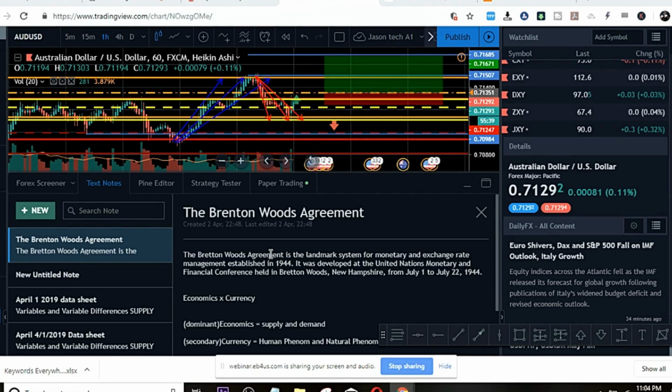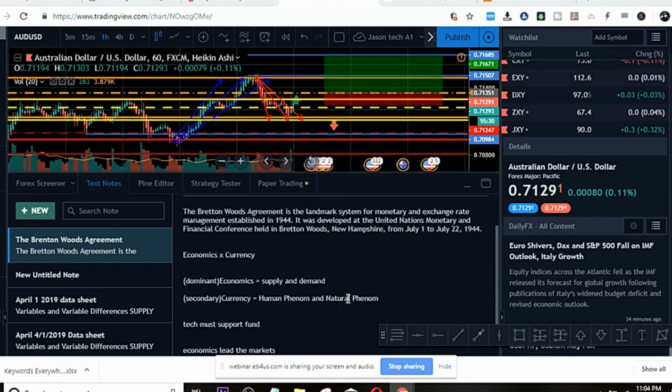This is economics times currency. Dominant economics is supply and demand. Secondary currency is a human and natural phenomenon. What you guys will feel when you get into a trade will be the human phenomenon. You'll be anxious, excited, sweating. You want the trade to go your way. That's the human phenomenon.